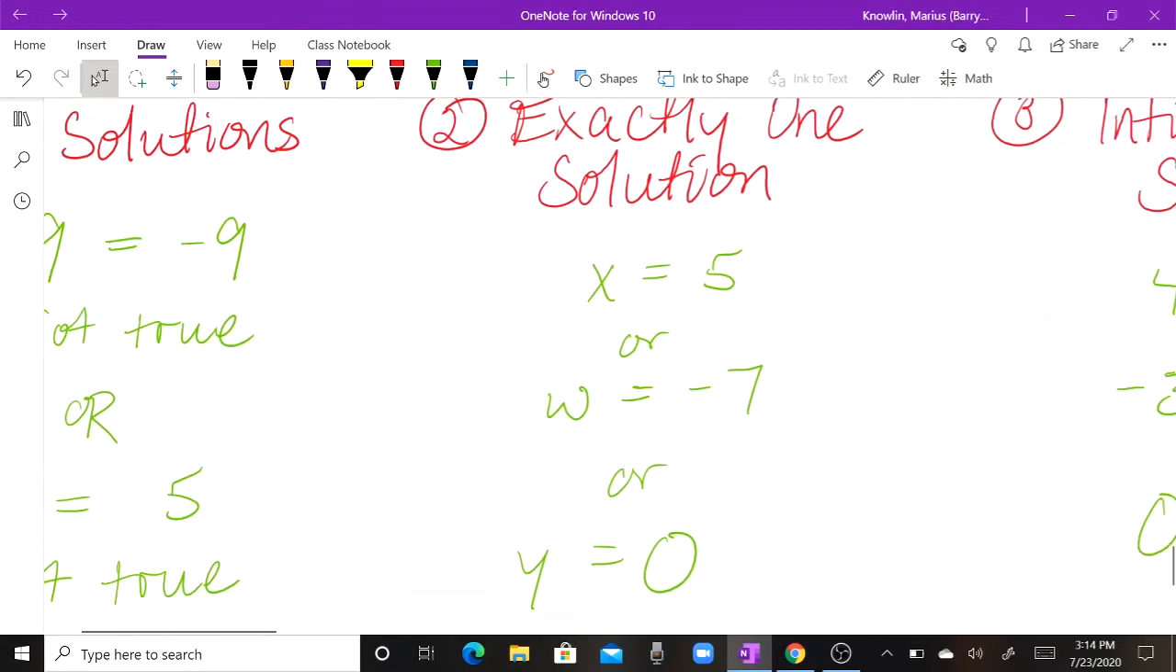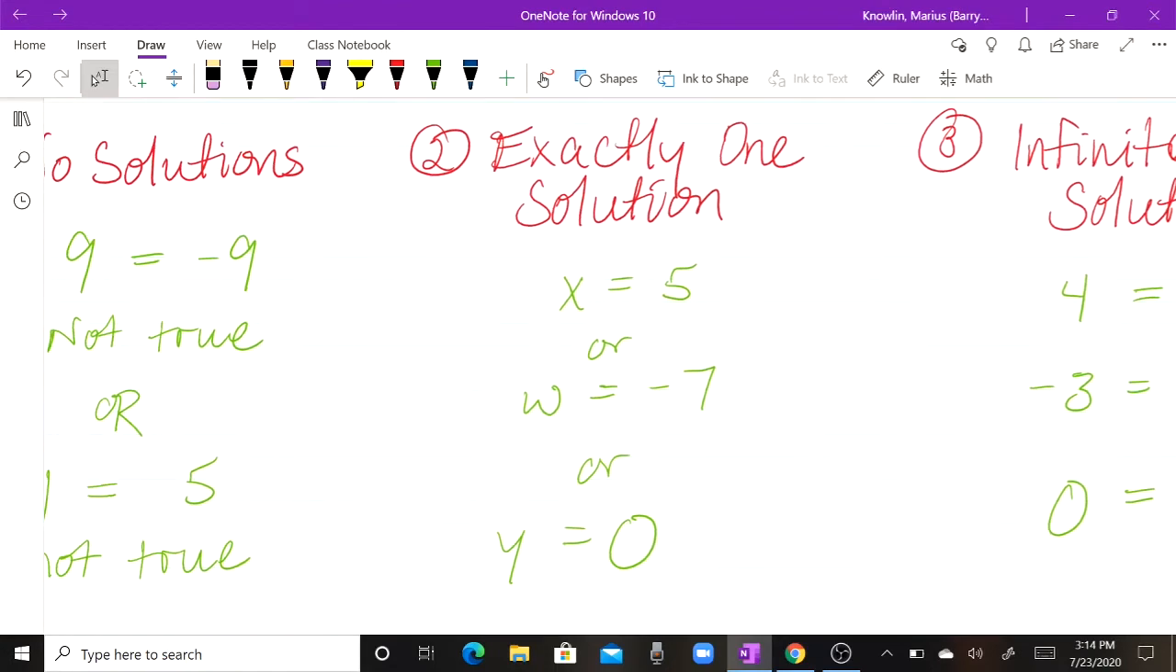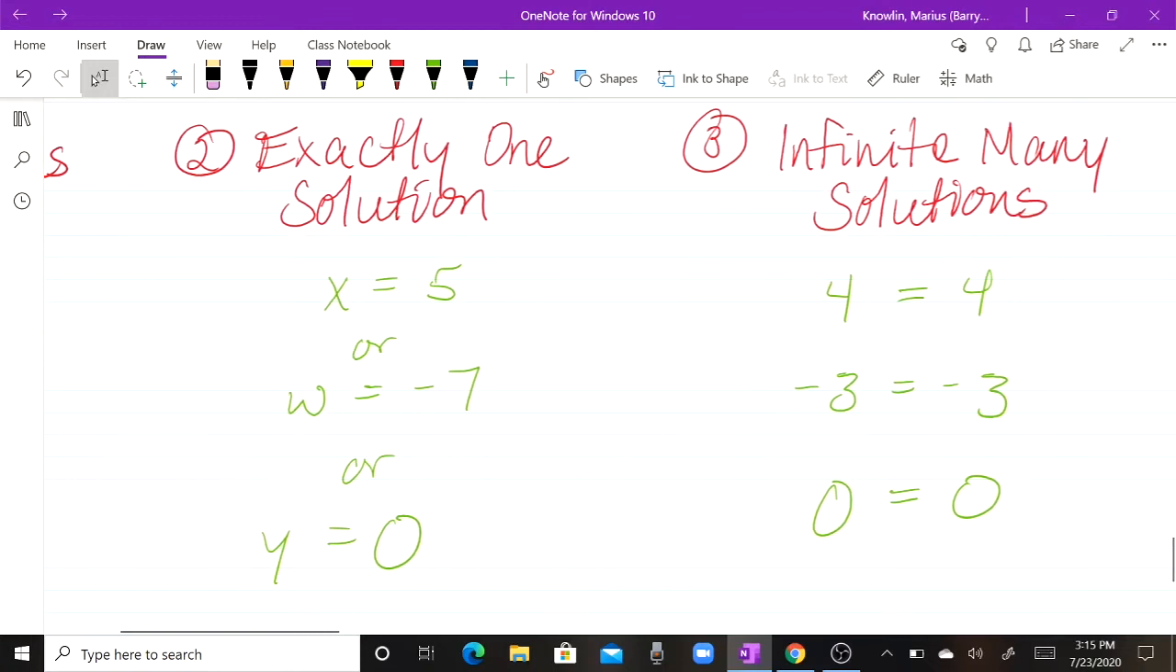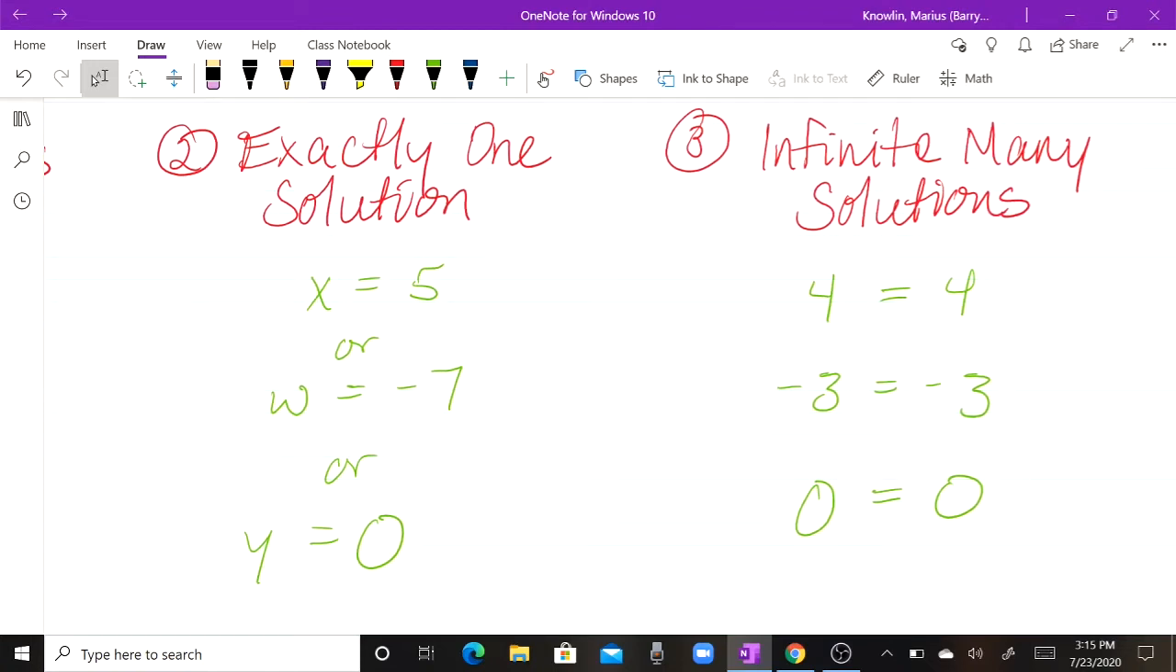Now, if you have exactly one solution, that means that when you actually solve the equation, you have an answer like x equals 5 or w equals -7 or y equals 0. When you have a situation like that, you have exactly one solution. And the last type of solutions are infinitely many solutions. With infinitely many solutions, when you solve it, it's going to say the same thing on both sides. So 4 equals 4, or -3 equals -3, or 0 equals 0, something to that effect, but it's going to have the same exact thing on both sides.